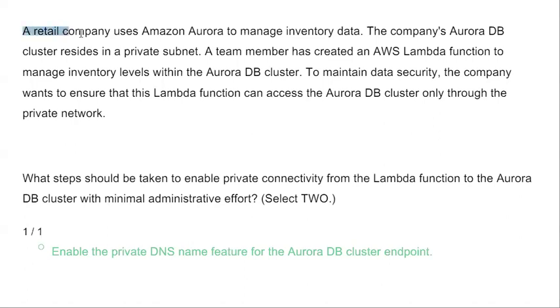A retail company uses Amazon Aurora to manage its data inventory. So what data inventory does this retail company have? That data will be managed under Amazon Aurora. The company's Aurora DB cluster resides in a private subnet. So this Aurora cluster or database that the retail company is using to store its data is present inside our private subnet.